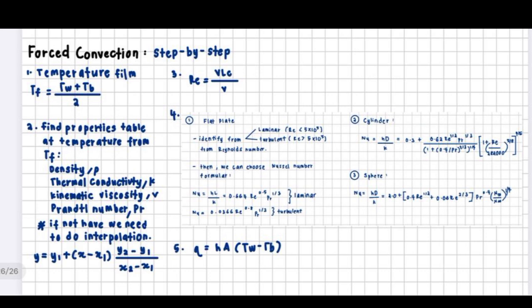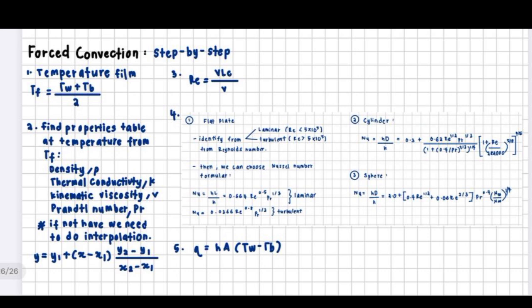For laminar, we need to use the equation Nu = 0.664 Re^0.5 Pr^(1/3). For turbulent, we need to do Nu equal to 0.0366 Re^0.8 Pr^(1/3). For cylinder, we use the equation in the pictures. For sphere, we need to use the equation in the pictures also, where μs is the viscosity at the surface, that we need to use in the calculation.